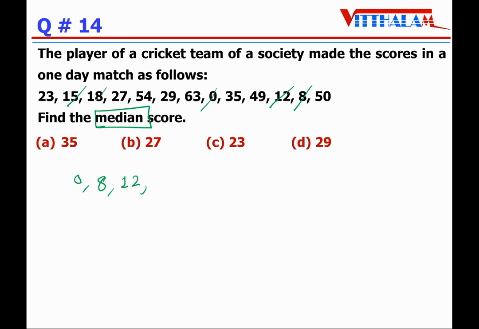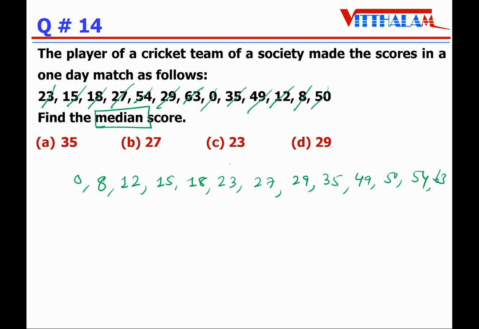Then the next one is 15, 18. Then after 15, 18, next is 23. After 23, there is 27. So 23, 27, then 29, then 35, then 49, then 50, and the highest one is 54. So this is in ascending order, and then there's a 63 too. Anyone left out? No one. So this is in ascending order.